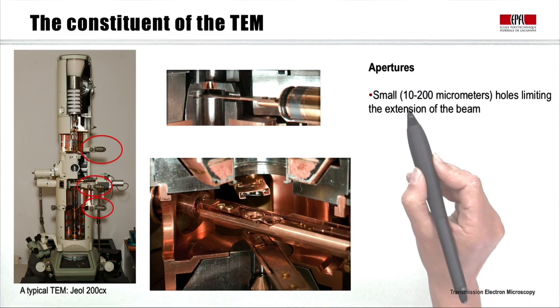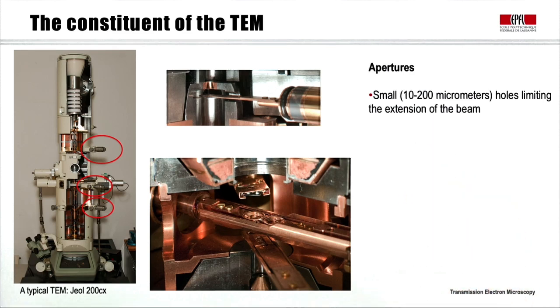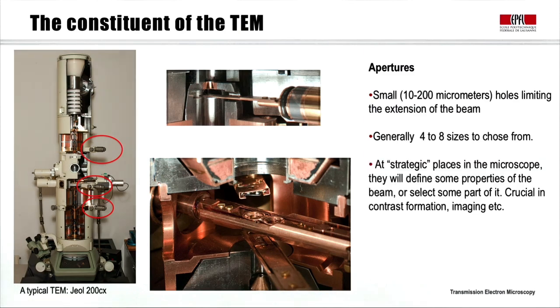The apertures are holes of defined size placed on the path of the beam. They are supported by a thin plate mounted on a rod. You can see here some apertures in the lower part of the image also. These holes are small, 10 to 200 micrometers, and they will limit the extension of the beam. Generally, you have something like 4 to 8 sizes that you can choose from. Like here, for example, you recognize maybe 3 or 4 sizes, and they are at strategic places in the microscope.